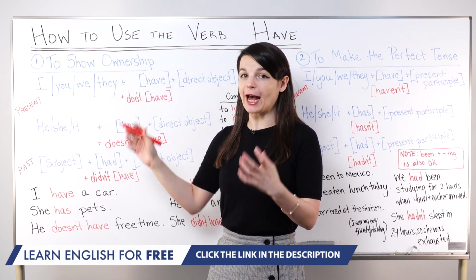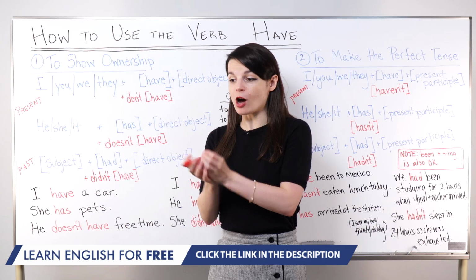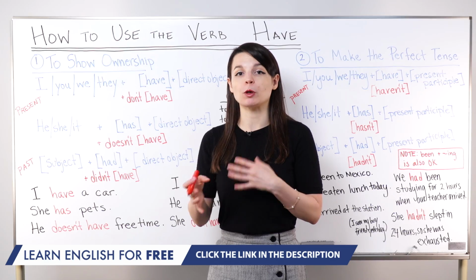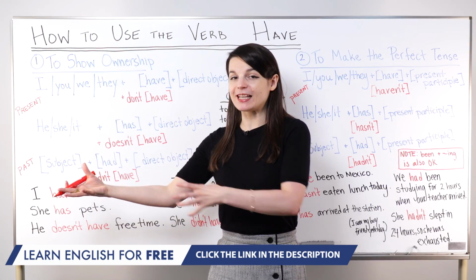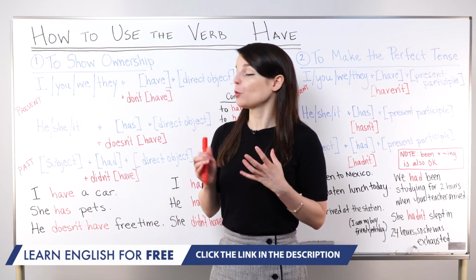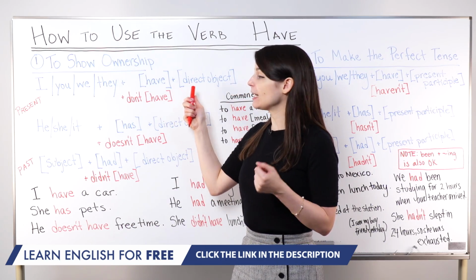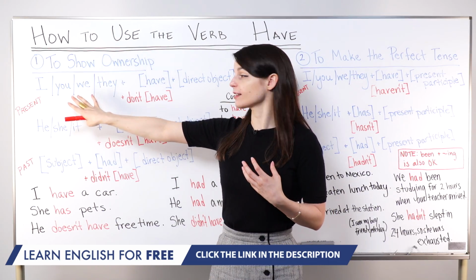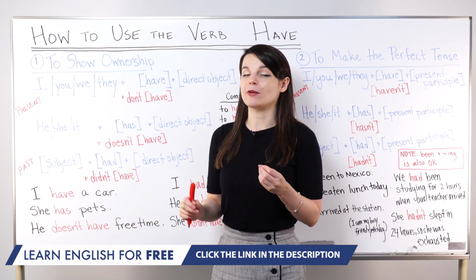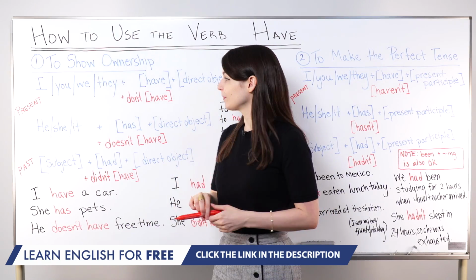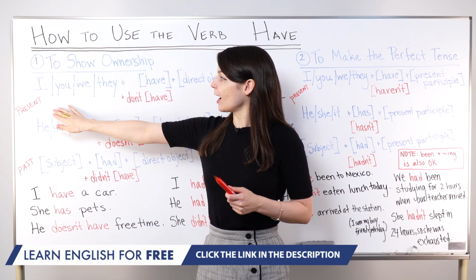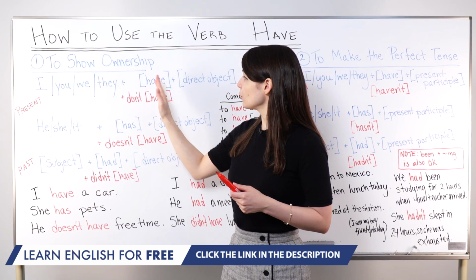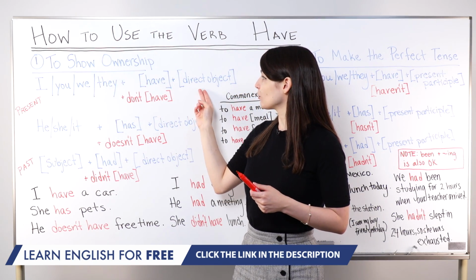We use the verb have when we want to show that an object or a pet, for example, belongs to someone, or we want to express that something is owned by someone. So we do this with the verb have, and in present tense, we need to consider the subject of our sentence. So for this lesson, I'm going to focus on making statements with this verb. Here, when our subject is I, you, we, or they, we add the subject to have and a direct object.